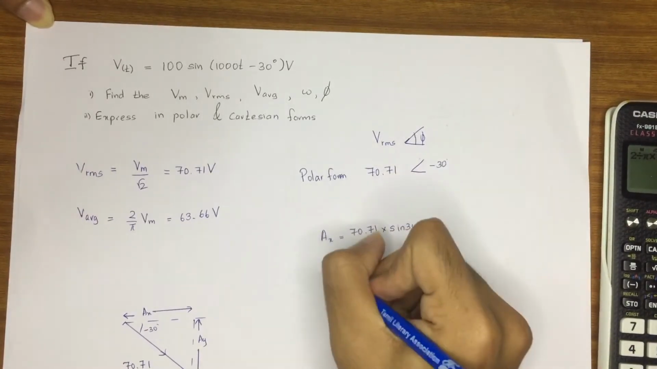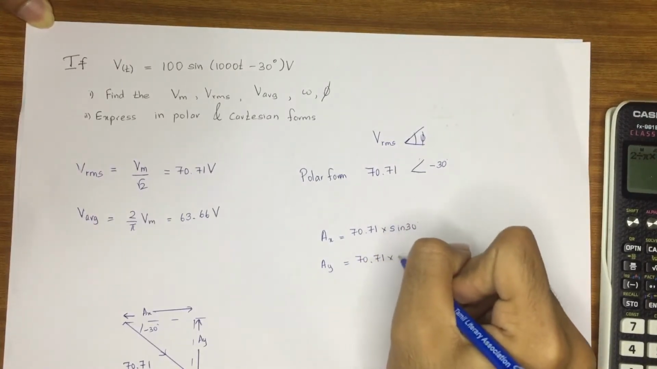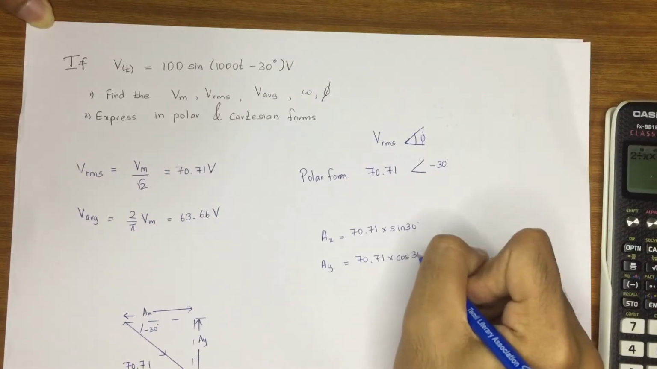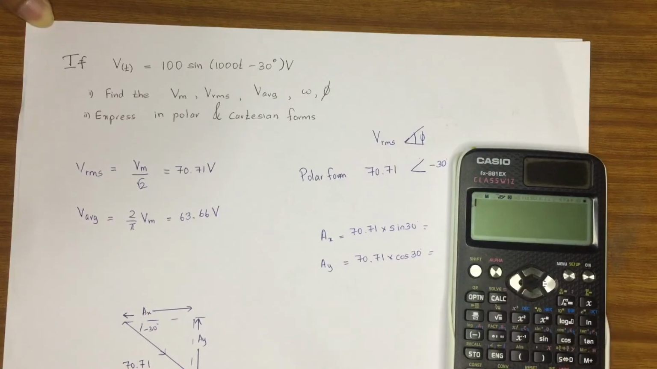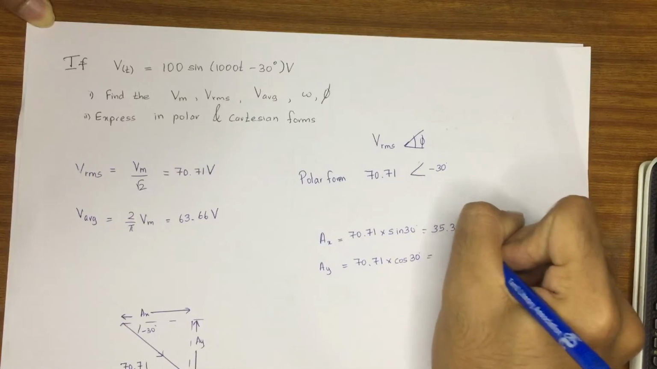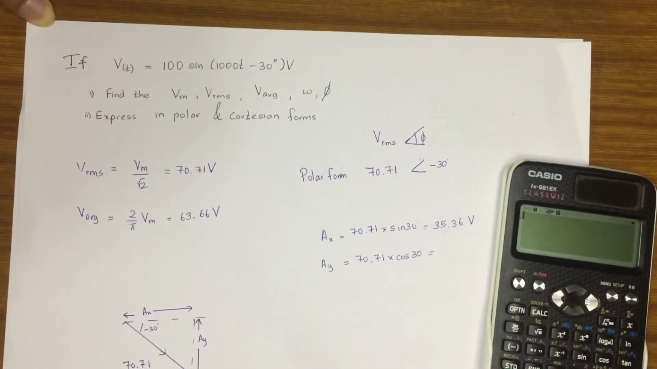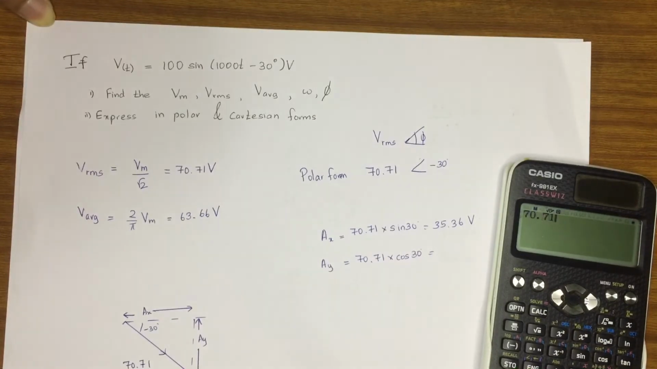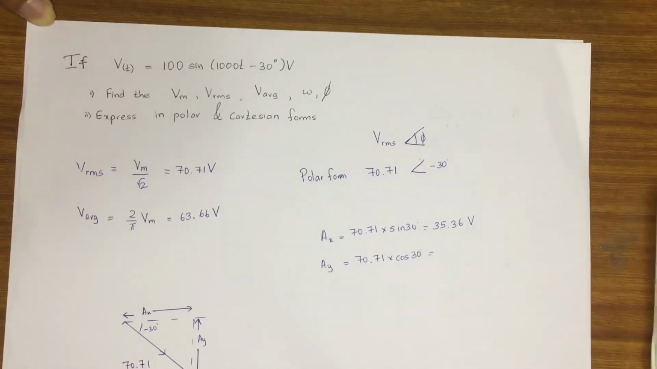Likewise, we can directly find AY is going to be 70.71 into cos 30. So now we need to find the values. If I substitute half for the sine 30, we are going to get 70.71 divided by 2, which is 35.355, so 35.36 volts. When we are considering the y direction, it's going to be 70.71 into root of 3 divided by 2. It's going to be 61.24.